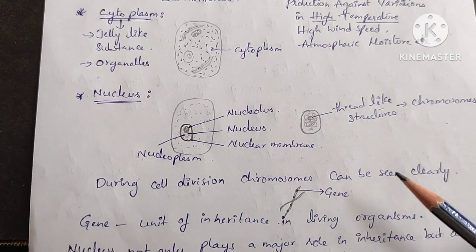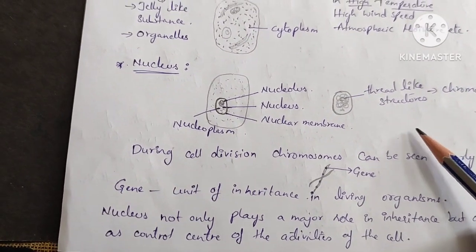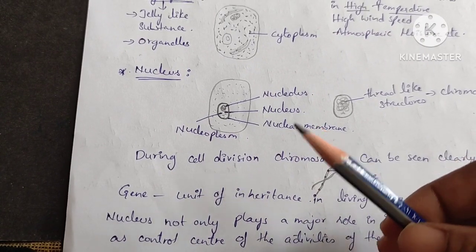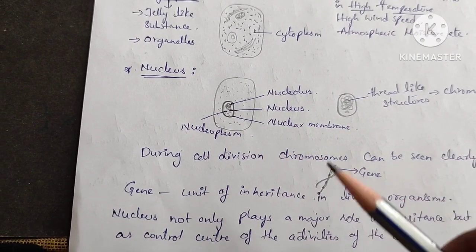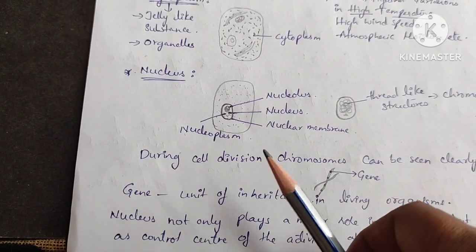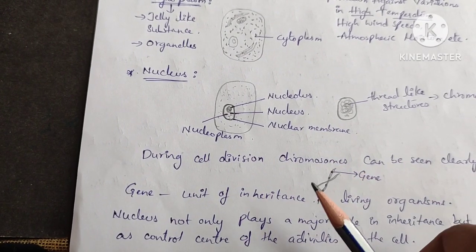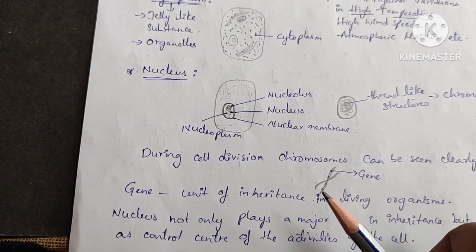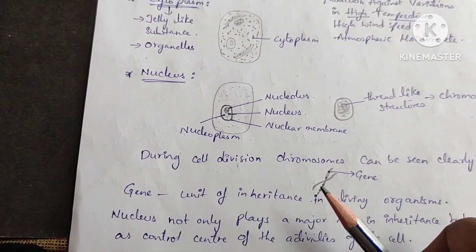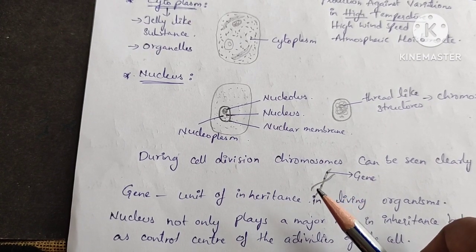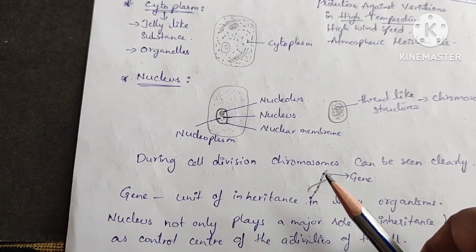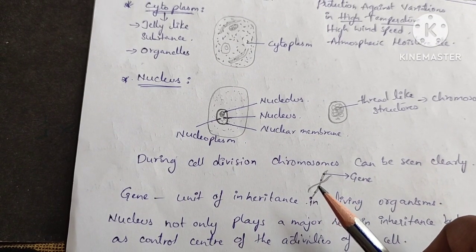These chromosomes we can see very clearly during cell division. Cell division is the formation of new cells. During cell division, the chromosomes are very clear. On the chromosomes we can see a bead-like arrangement. These are called genes. Genes are called hereditary vehicles.